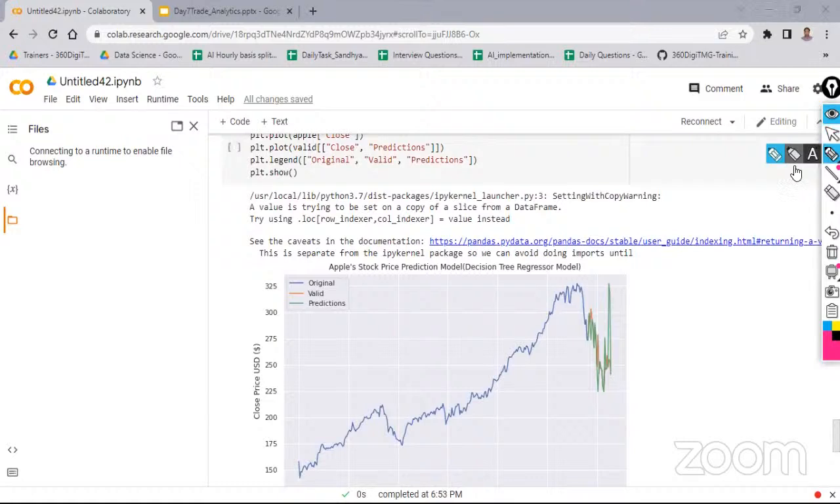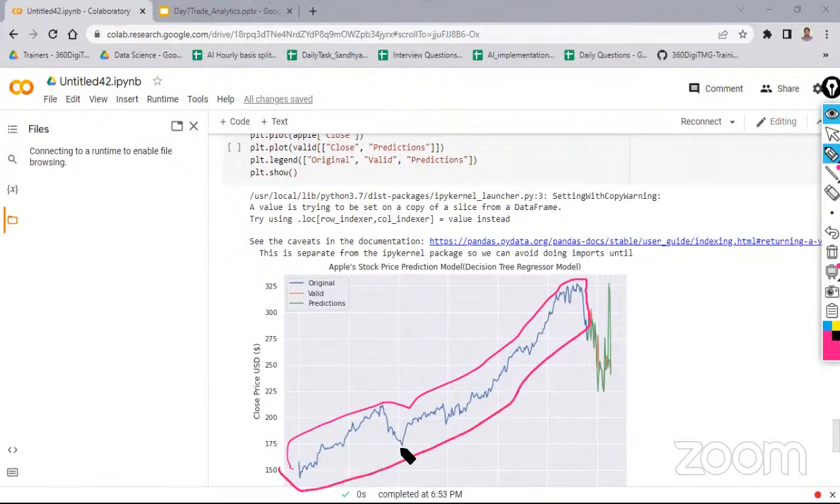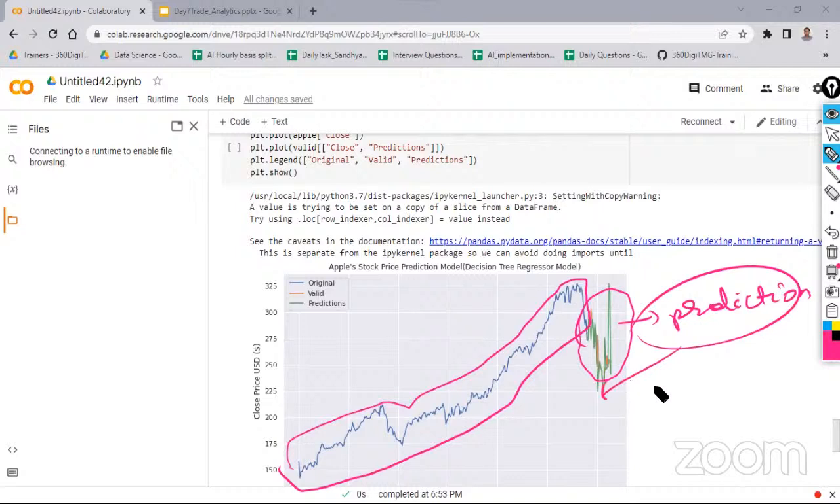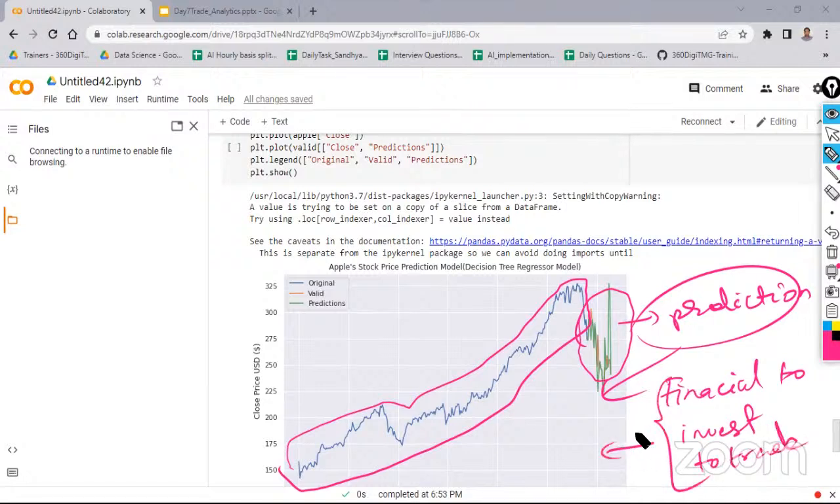you can see that adding the original one is this one. So till here, the original. So this is the next 25 days. This is prediction. So this will be helpful for the person who is financially looking to invest and do some trade on that particular company.